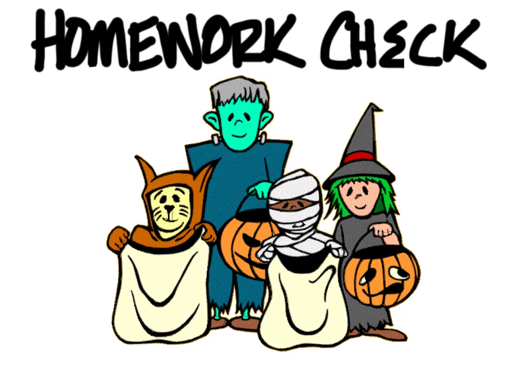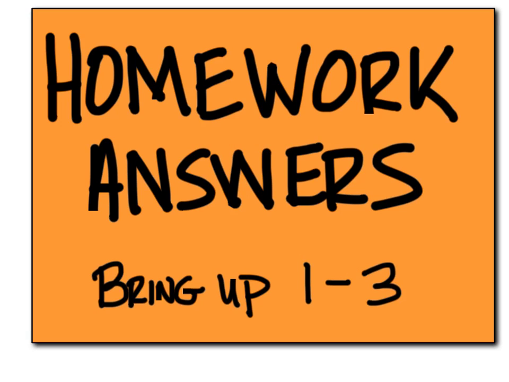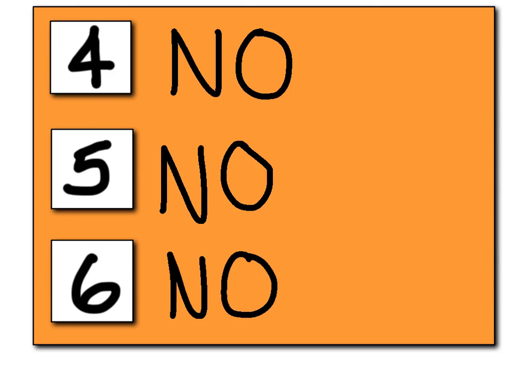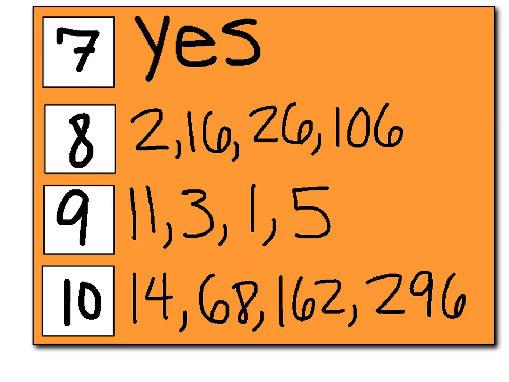Alright, homework check. Go ahead and take it to Mr. Skinner. Alright, bring up 1 through 3. Alright, answers are yes, no, and yes. Alright, answers are no, no, and no. Alright, answers for 7 through 10.